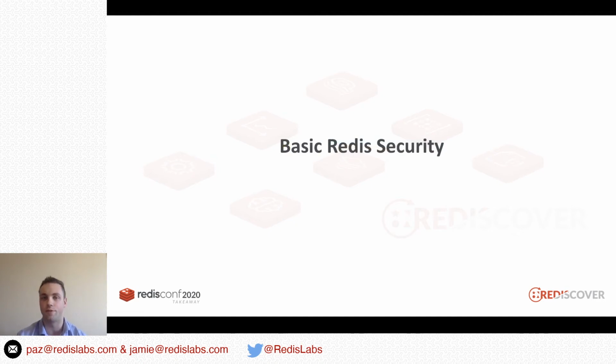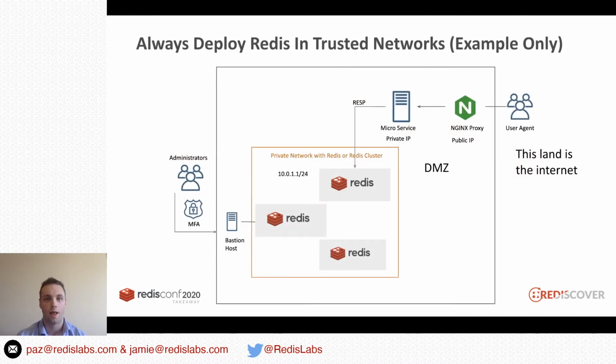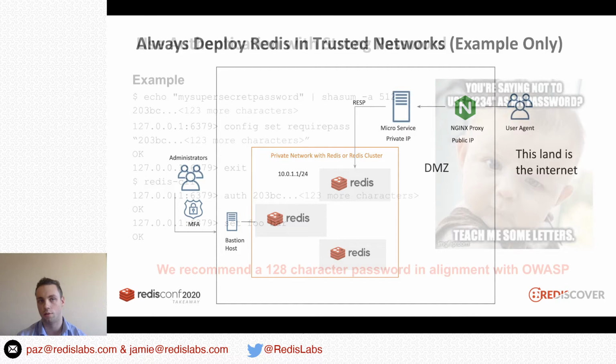Let's start with some basic Redis security. As I just said, always deploy Redis in a trusted network. This can be a VPC, a VNet, or you're outside of your internal DMZ in a trusted network. This is entirely up to your cloud deployment or your on-premise deployment strategy. However, it should always be done.